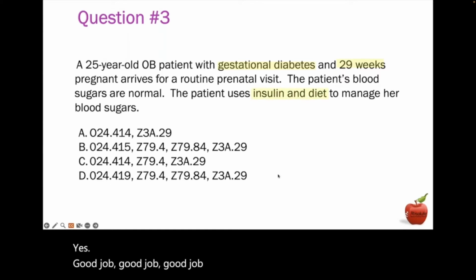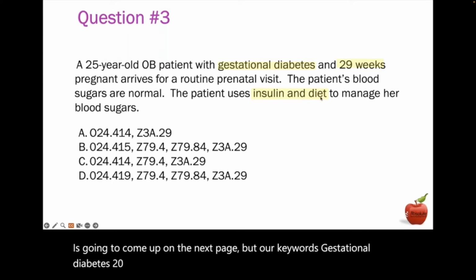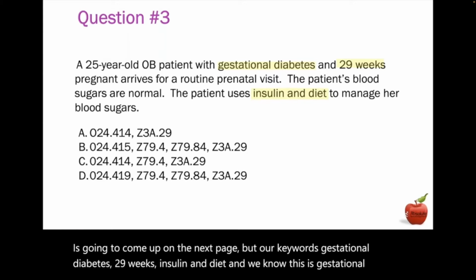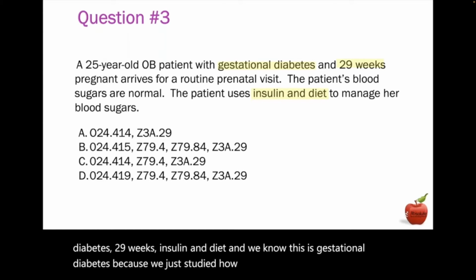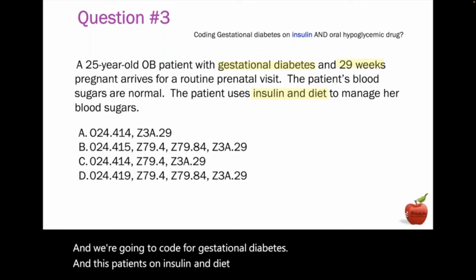All right, so the guideline is going to come up on the next page, but our keywords: gestational diabetes, 29 weeks, insulin, and diet. And we know this is gestational diabetes because we just studied how to identify them. And we're going to code for gestational diabetes, and this patient's on insulin and diet, not oral hypoglycemics.